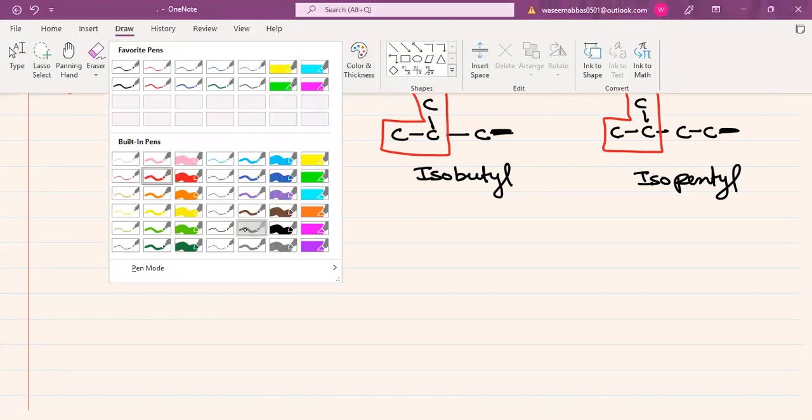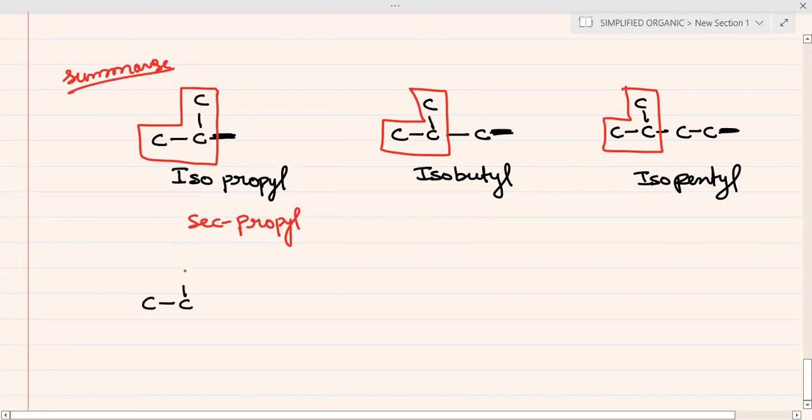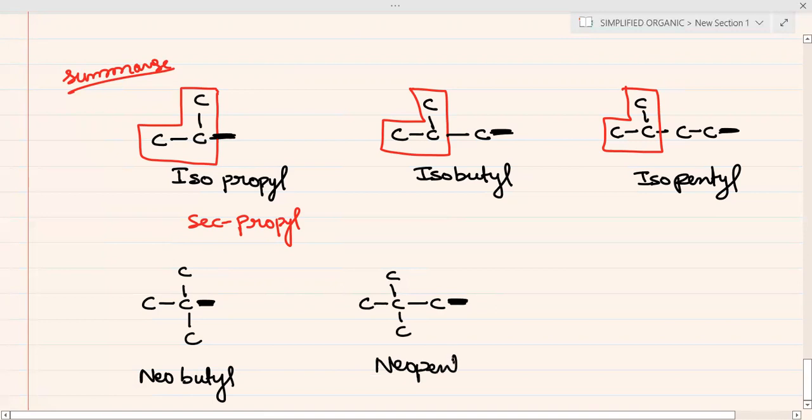Now coming to the neo. For example, neo, this is the smallest neo one. So it is called neo, and total number of carbons is four, so it is called neobutyl. Why am I calling it neo? Because last but second carbon has two methyl groups. Now if I write with five carbons, this is the branch, this is called neopentyl. And if I write with six carbons, a branch from here, it is called neohexyl.